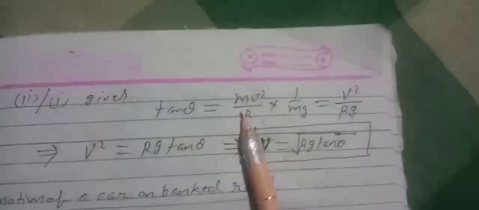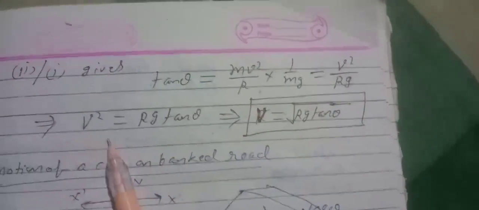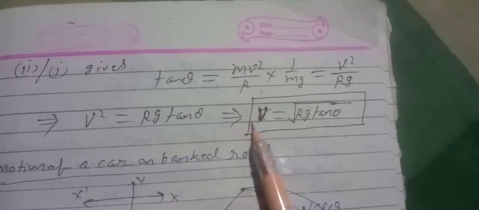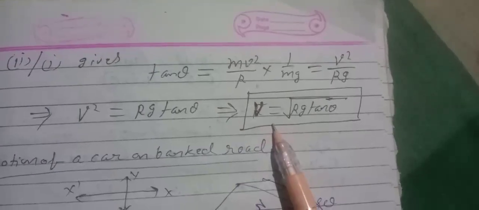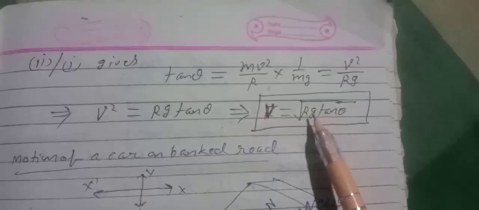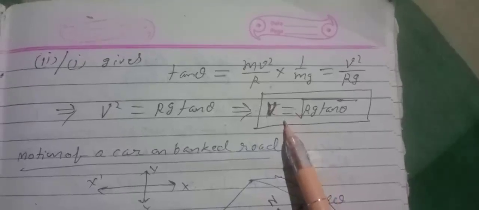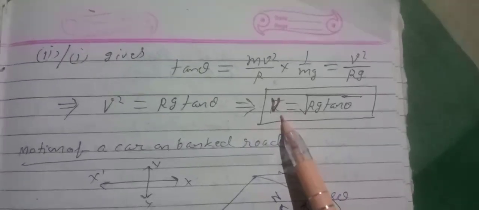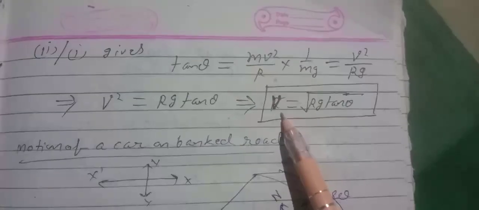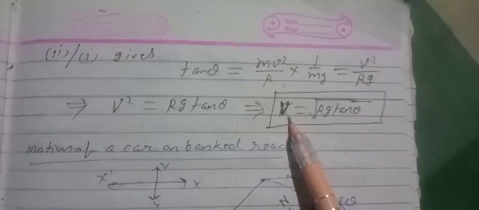Now dividing 2 by 1 gives tan theta equals mv square by r into 1 by mg, which is v square by rg. This implies v square equals rg tan theta, so v equals the square root of rg tan theta. This velocity gives the velocity of a car moving safely on the inclined circular path.